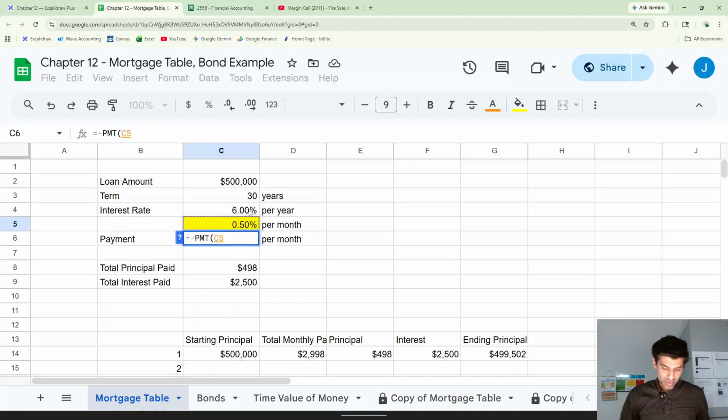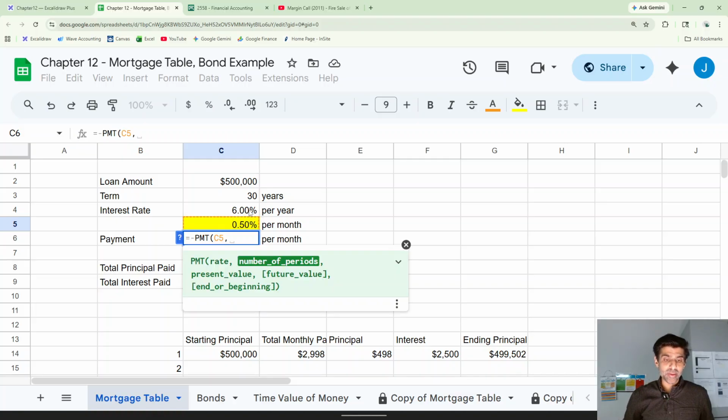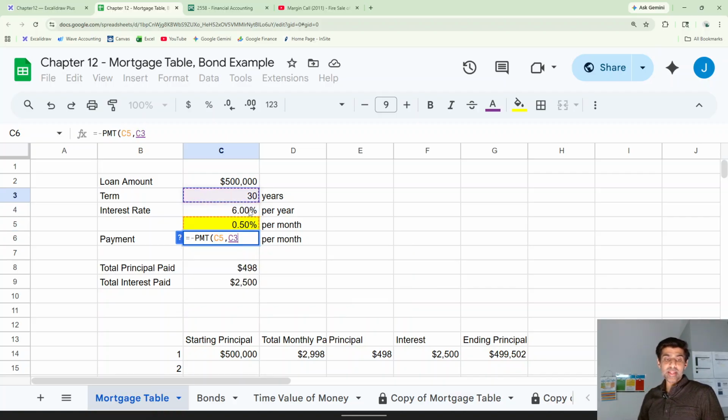Okay, secondly, it says number of periods. If I put 30, then it's going to give me a yearly payment because it's 30 years, but it's going to assume a 0.5% interest rate. But what do I actually want? I want a monthly payment, right? So if it's 30 years and I'm paying monthly, how many payments am I going to make?